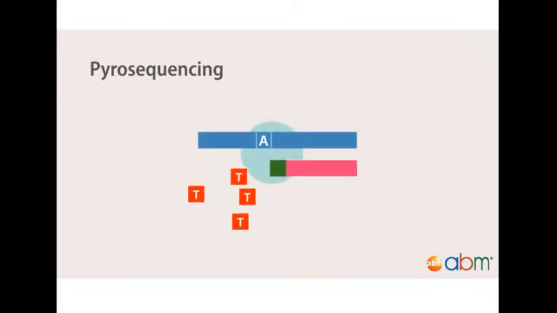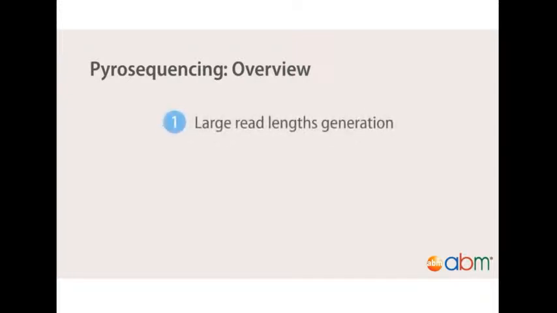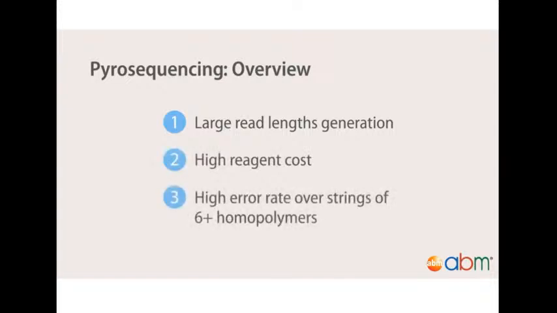The sequencing proceeds by incubating one base at a time, measuring the light emission, if any, degrading the unincorporated bases, and then the addition of another base. This technology is capable of generating large read lengths, much comparable to the read length of Sanger sequencing. However, high reagent cost and high error rate over strings of 6 or more homopolymers have reduced its applications.